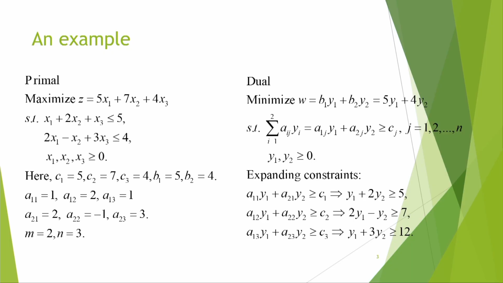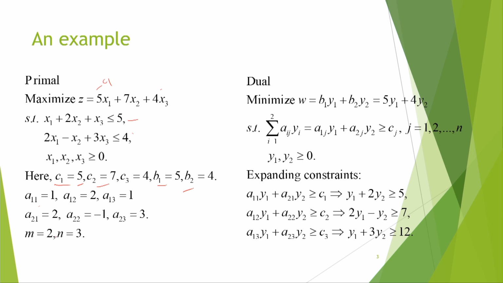Anyway, now an example of how I am talking about these numbers. Let us say suppose the primal is maximize z is equal to 5x1 plus 7x2 plus 4x3 such that x1 plus 2x2 plus x3 is smaller or equal to 5, 2x1 minus x2 plus 3x3 is smaller or equal to 4, x1, x2, x3 is greater or equal to 0. If we compare that with our notations, C1 will be 5 because this is coefficient C1, C2 will be 7, C3 will be 4, and B1 will be 5, B2 will be 4.